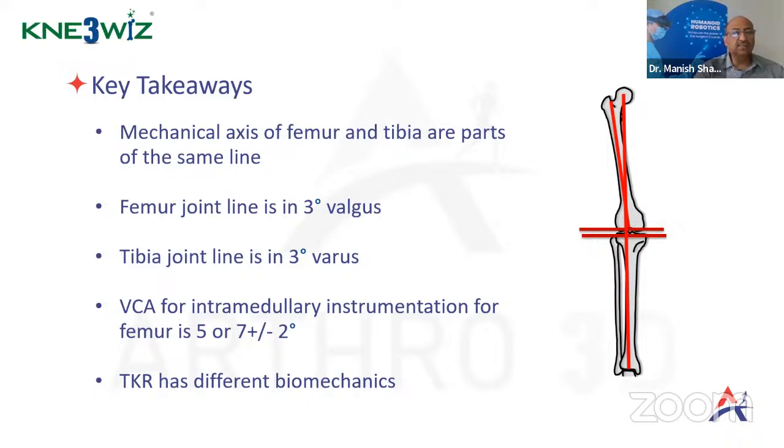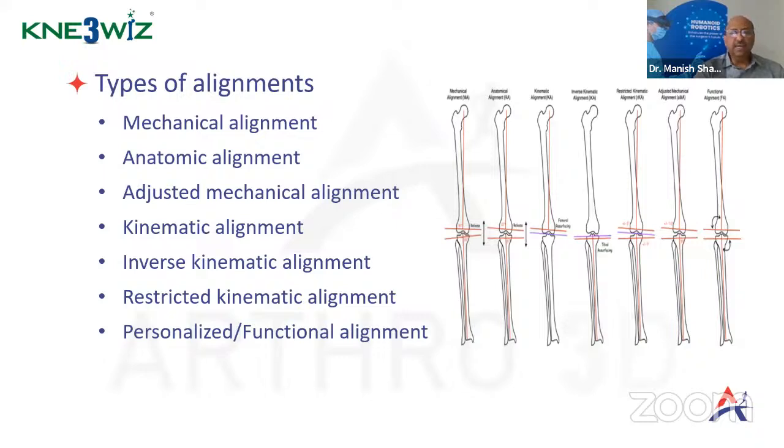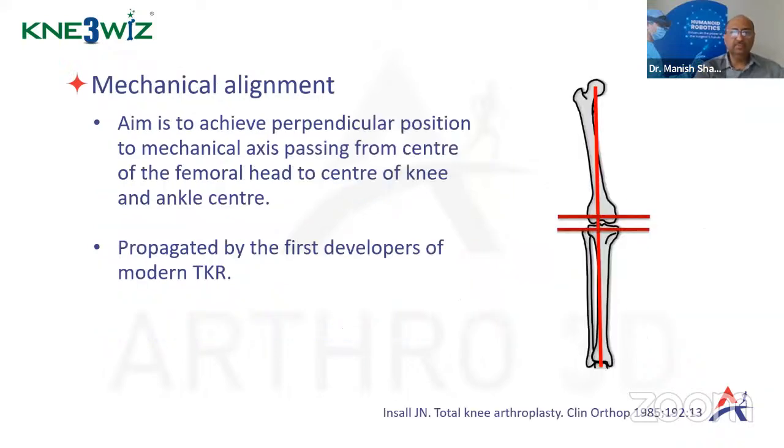Naturally, TKR has different biomechanics, but these are the basics of alignment. Based on this, various different alignments have been described. There is mechanical, anatomic, adjusted mechanical, kinematic, inverse kinematic, restricted kinematic, and finally personalized or functional alignment. In the mechanical alignment, the aim is to achieve perpendicular position to the mechanical axis.